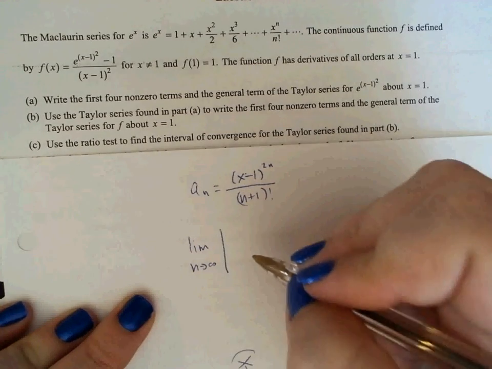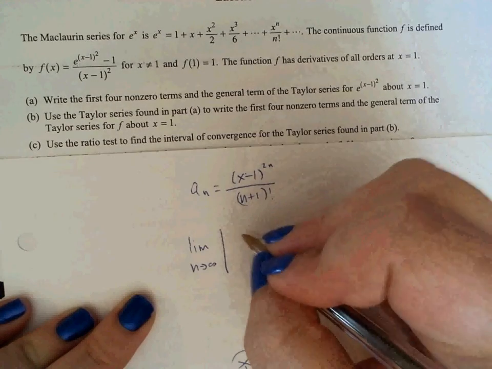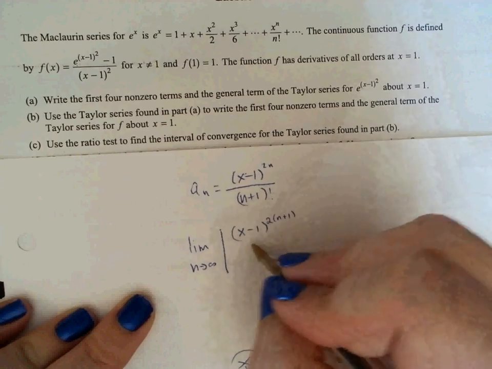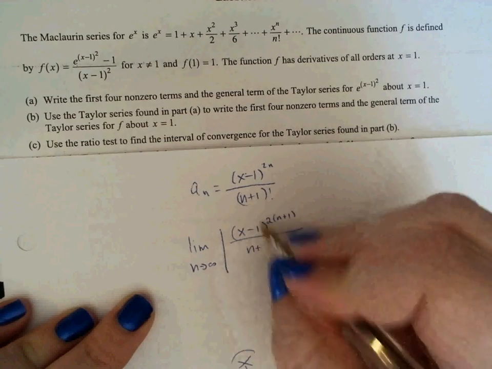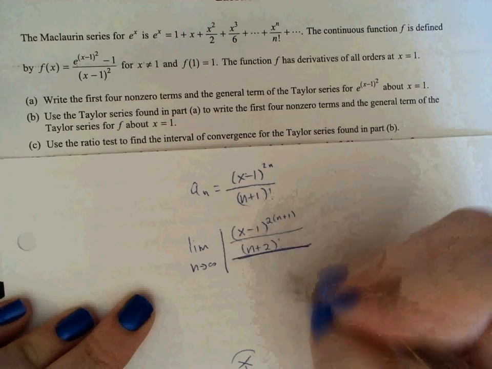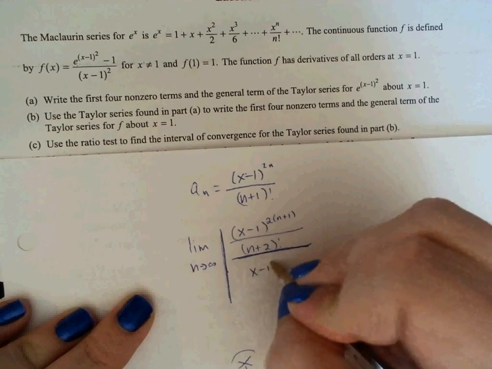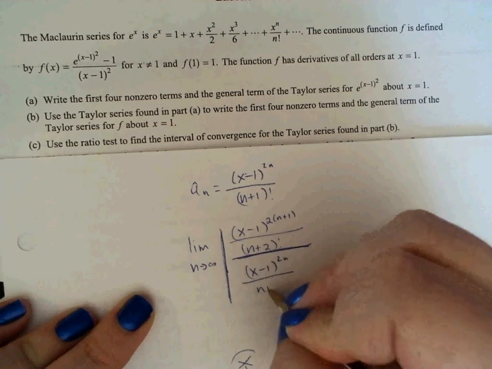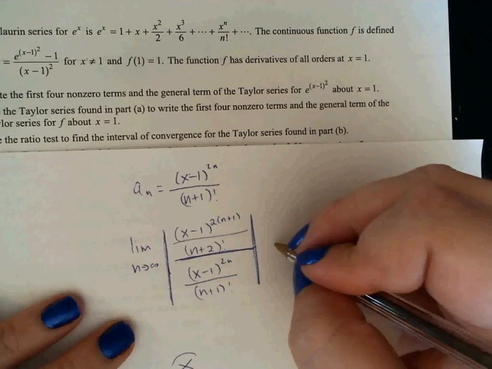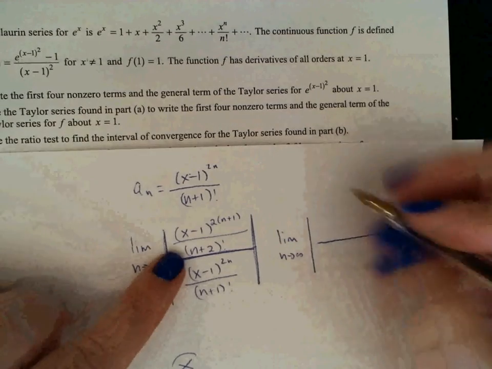Okay? So, we're going to take the limit as n approaches infinity of the absolute value of the (n plus 1)th term divided by the nth term. The (n plus 1)th term is going to be (x minus 1) to the 2 times (n plus 1), or 2n plus 2, divided by (n plus 1 plus 1), so (n plus 2) factorial, divided by (x minus 1)^(2n) over (n plus 1) factorial. Okay. So let's go ahead and do that multiplication.